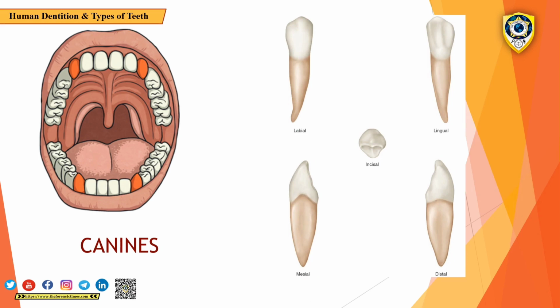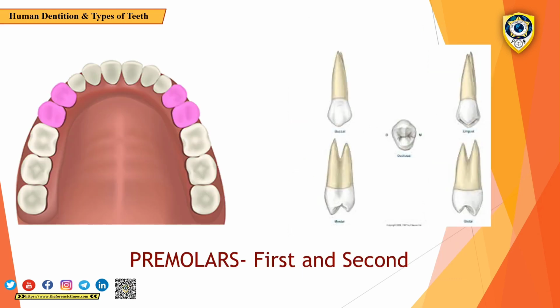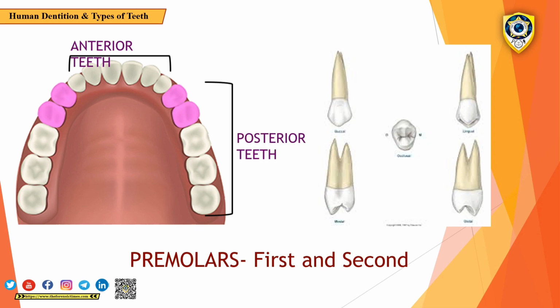So these are the canines. There are 2 canines in the upper jaw and 2 canines in the lower jaw. Now canines are commonly used for tearing the food, especially meat. However, this particular notion has been challenged of late. The central incisors, lateral incisors, and canines are known as the anterior teeth, whereas the premolars and molars are known as the posterior teeth.